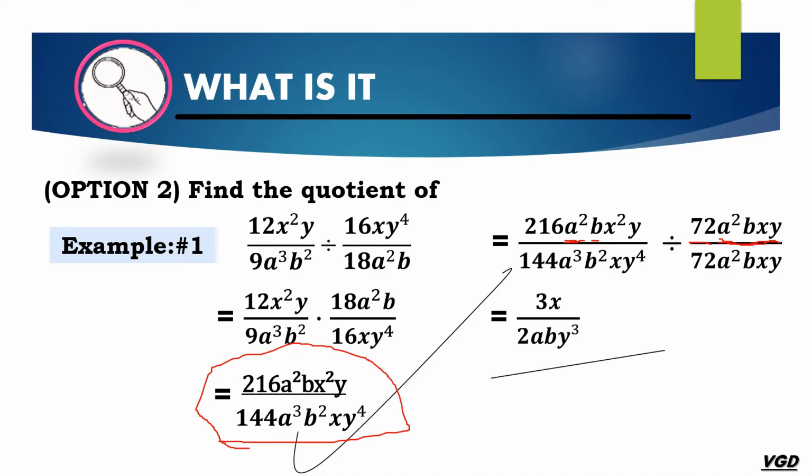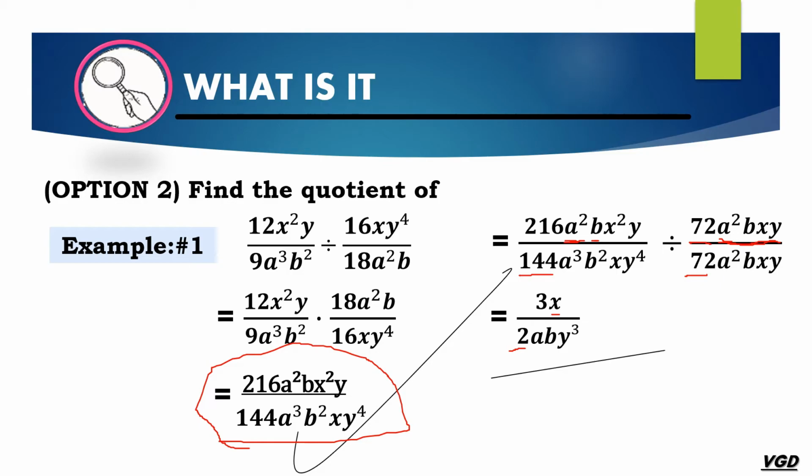And x squared minus x, so the answer is x, so that's why we got here x. And y minus y is equal to none. So our numerator is 3x. And for the denominator, we divide 144 by the GCF 72, so that's why we got 2.